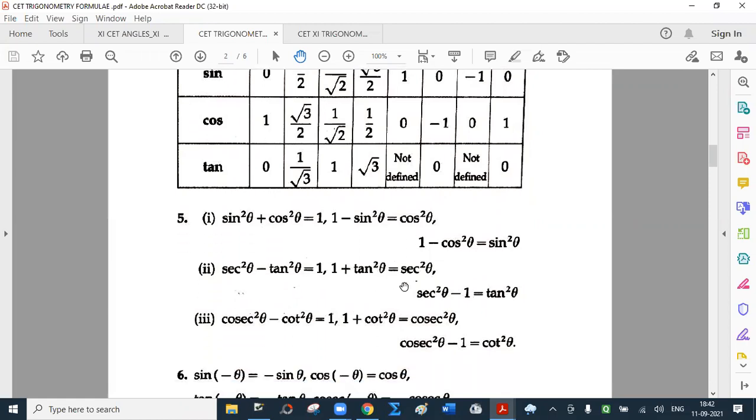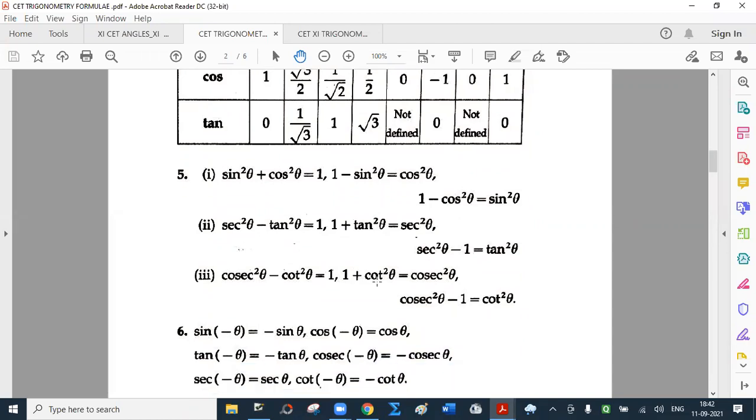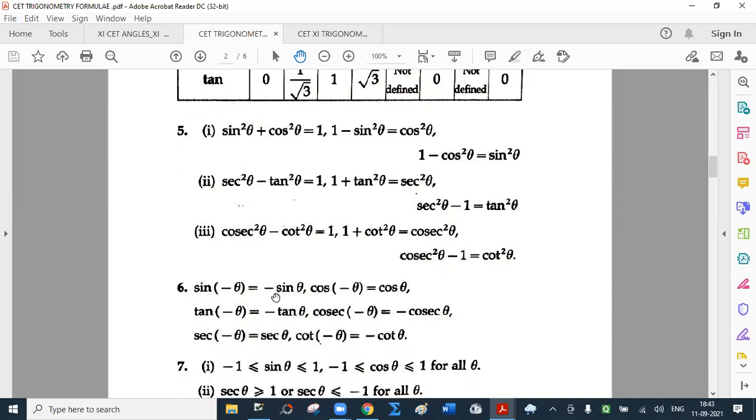1 plus tan square is sec square. So what is sec square minus tan square? 1. What is sec square minus 1? Tan square. Third identity, 1 plus cot square is cosec square. So what is cosec square minus cot square? 1. And cosec square minus 1 is cot square.